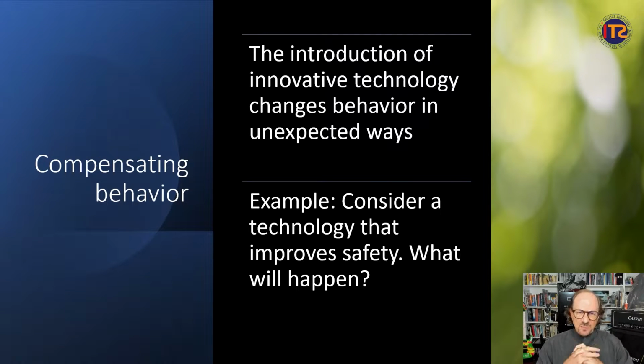The last point is compensating behavior. So we can look at this as that the introduction of innovative technologies, which is going to be smart cities and ITS for sure, and also semi-autonomous vehicles. There's a lot of applications for this. It's going to change behavior in unexpected ways. And the example that I'm going to use is consider a technology that improves safety. What will happen? So you have this little diagram here.